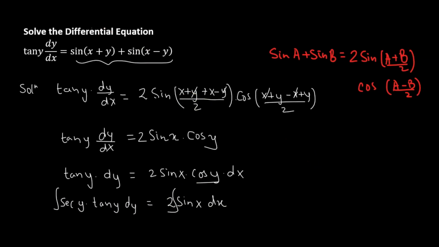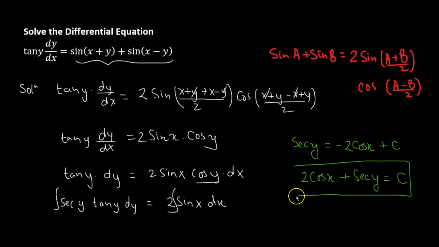Now integration of secant y times tangent of y is simply secant of y, which equals 2 times integration of sine x dx. So that's negative 2 times cosine of x, since integration of the sine function gives us negative cosine x, plus the constant of integration c. Or we can simply write it as 2 times cosine of x plus secant of y equals the constant of integration c, and this is going to be the required solution to our given differential equation. Thank you.